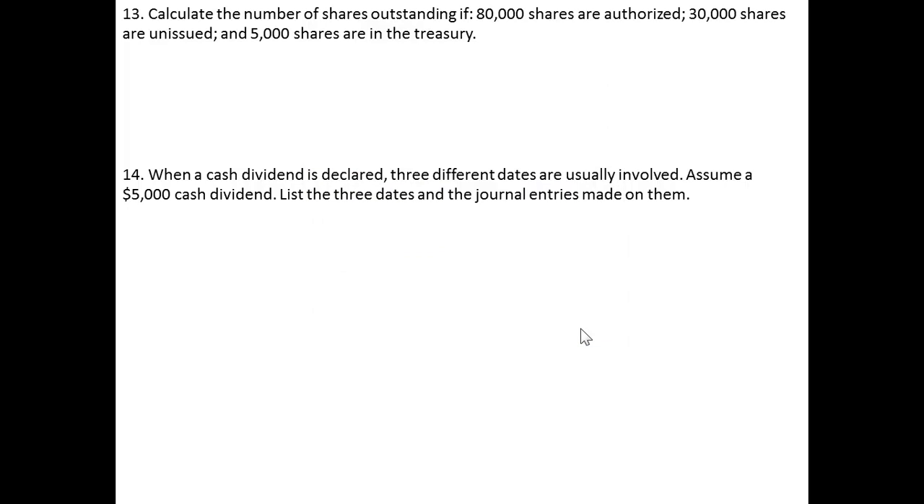Continuing our review, here in question 13, we're asked to calculate the number of shares outstanding if 80,000 shares are authorized, 30,000 shares are unissued, and 5,000 shares are in the Treasury.